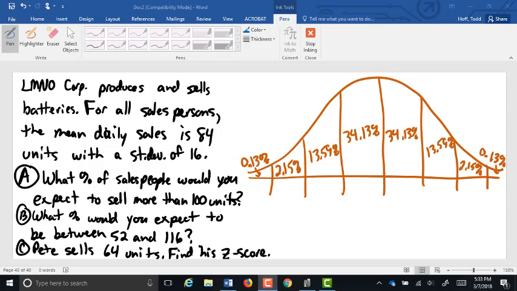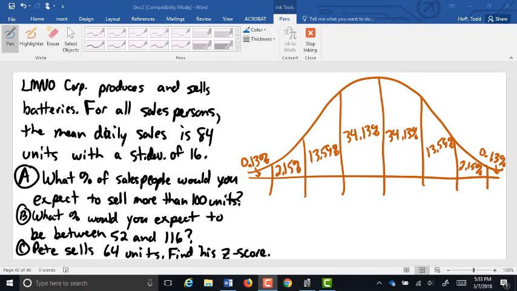Okay, so you've had a few minutes to try this example. Let's take a look at it. We're asked: the LMNO Corporation produces and sells batteries. For all salespeople, the mean daily sales is 84 units with a standard deviation of 16 units.